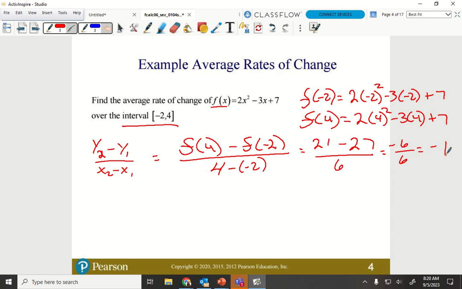So we get the value. I'm setting this up in a certain formula here. So f of 4 is going to be my y value. F of negative 2, also my y value. And all this is based on this. It's all based on the slope formula.